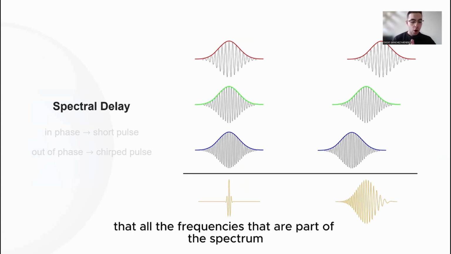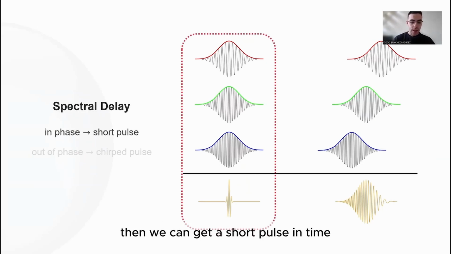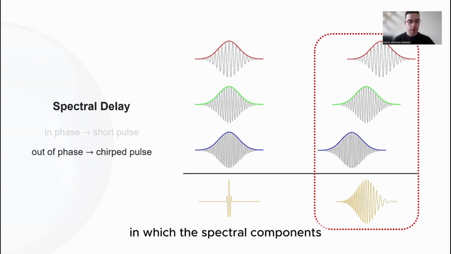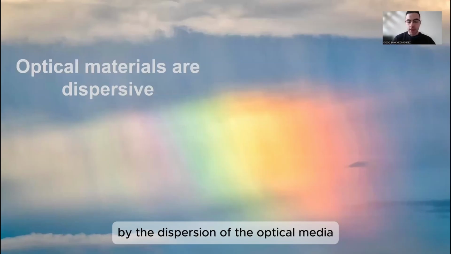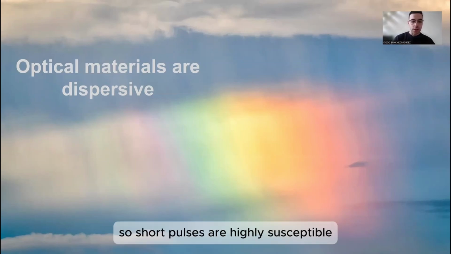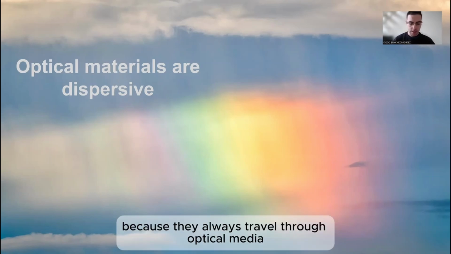This means that all the frequencies that are part of the spectrum must appear at the same time, and this is what we call the spectral delay. If all the spectral components are in phase, then we can get a short pulse in time, but if they are out of phase, then we get a chirped pulse, in which the spectral components appear at different delays, causing a temporal broadening. This chirp is caused by the dispersion of the optical media, and all of them, except the vacuum, are dispersive. So short pulses are highly susceptible to temporal broadening because they always travel through optical media.